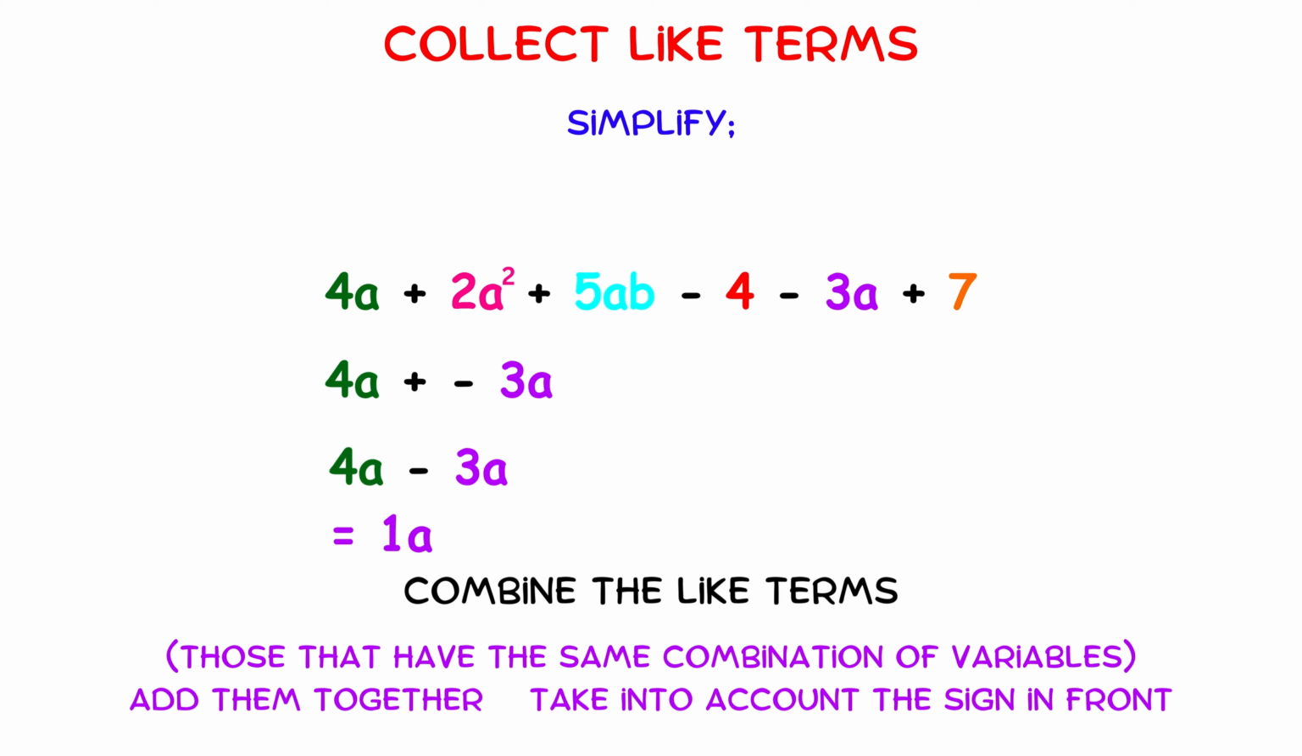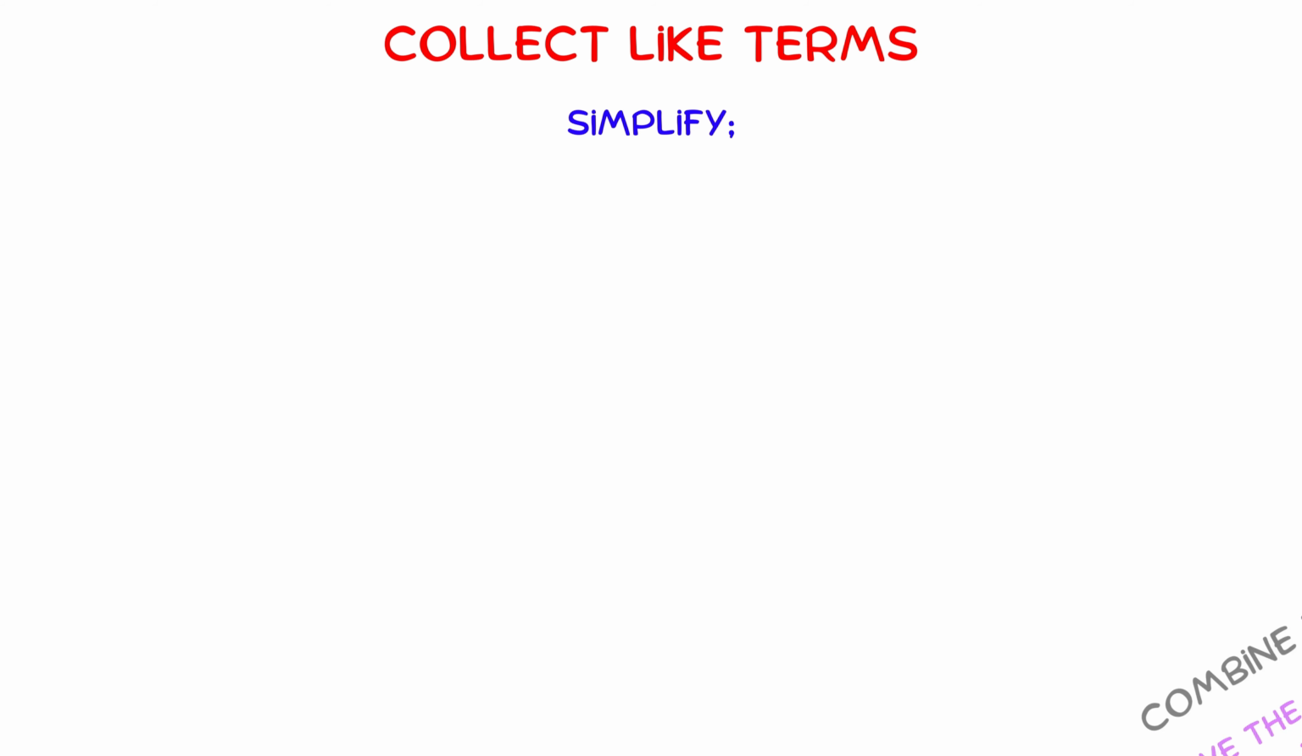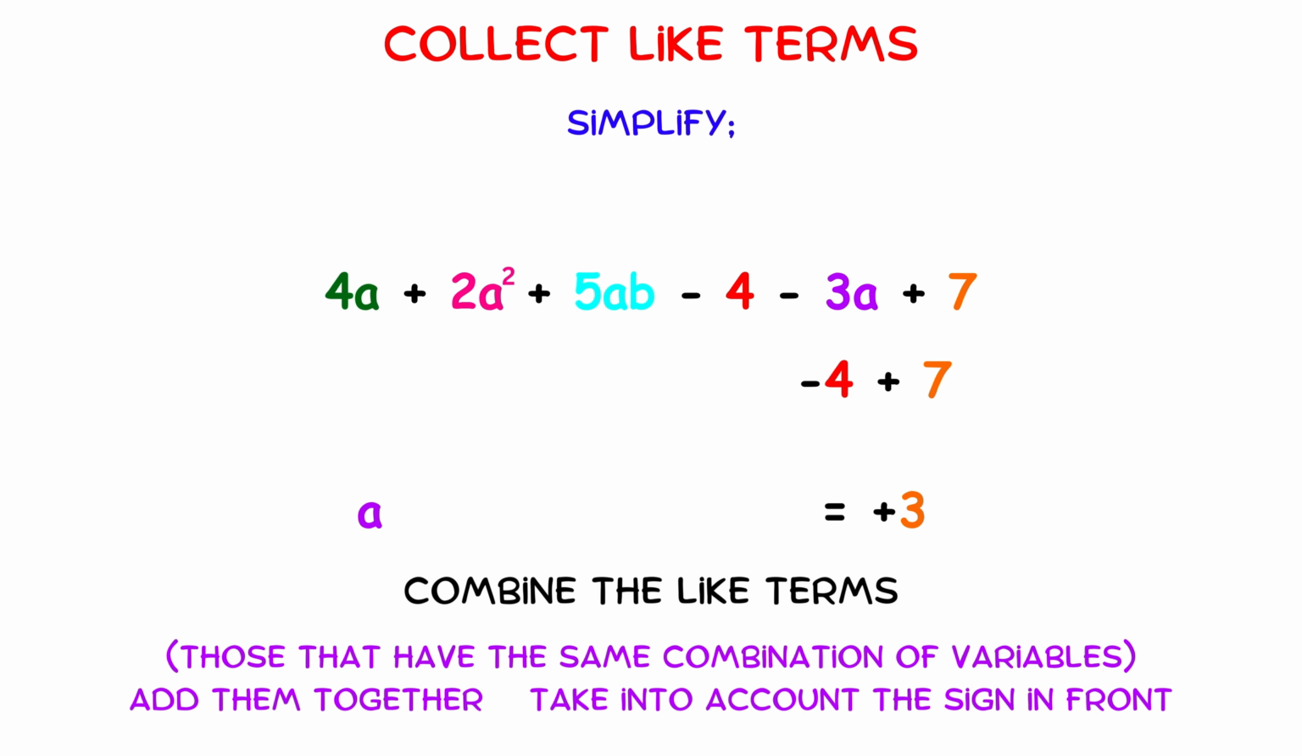In order to combine like terms, all you have to do is add them together, but you do have to take into account the sign in front of them. So for the a terms, you have to do 4a plus minus 3a, because there's a minus sign in front of the 3a, and remember that this just means 4a take away 3a, so 1a, which you actually write as just a. Meanwhile, for the number terms, you have to do minus 4 plus 7, which is plus 3.